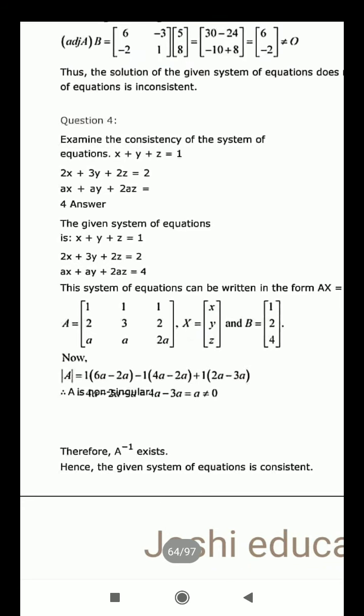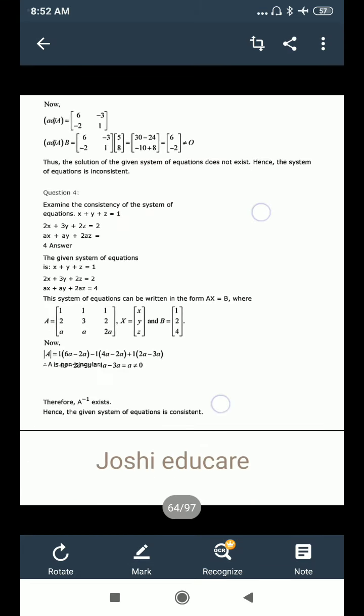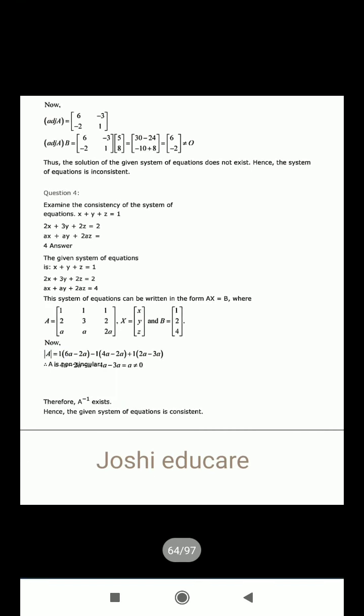X is a column matrix of variables. So there are 3 variables, so I have taken a column matrix of 3 variables. In previous questions, there were 2 variables, so I had taken a column matrix of 2 variables. B is a column matrix of these constants. So 1, 2, 4. Now to check the consistency, our first step will be to find the value of determinant of A.